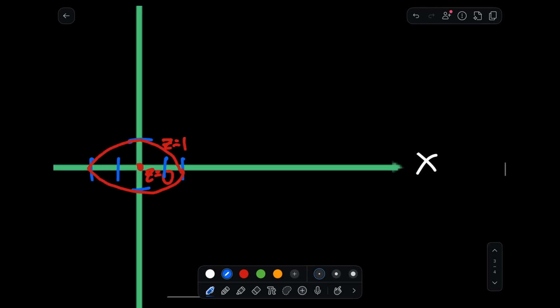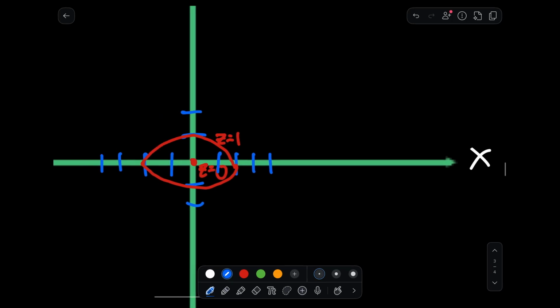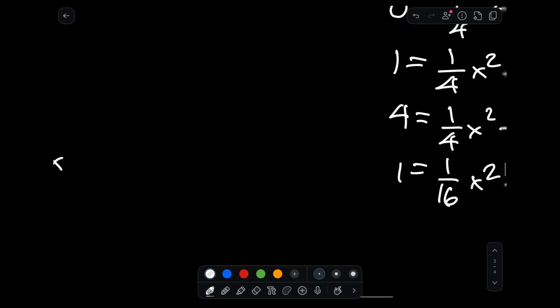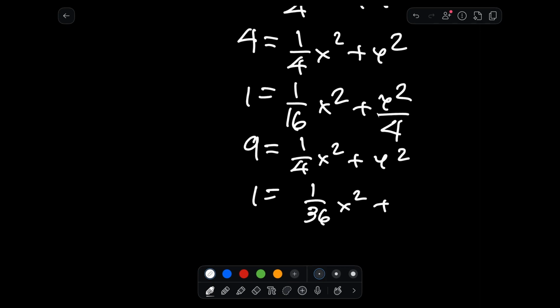And then we can get that stuff off also. This is going to be z equals 4. And then we have 9 equals 1 over 4x squared plus y squared. 1 equals 1 over 36x squared plus y squared over 9.